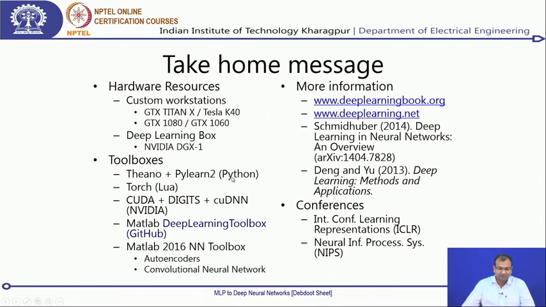For toolboxes, there are multiple options, and just for revision, these are the different reading sources from where you can read, and these are the two major conferences where you would see most of the advancements in the field coming. So with that, we come to an end on deep neural networks and multilayer perceptrons on the lecturing and theory.